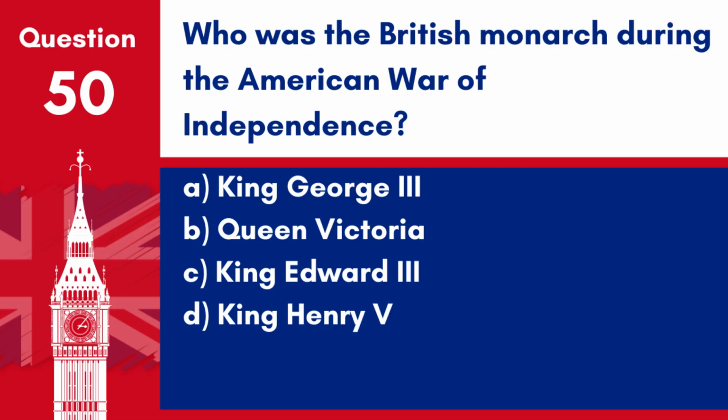A. King George III. B. Queen Victoria. C. King Edward III. D. King Henry V. Answer: A. King George III. King George III was the British monarch during the American War of Independence, which occurred from 1775 to 1783.